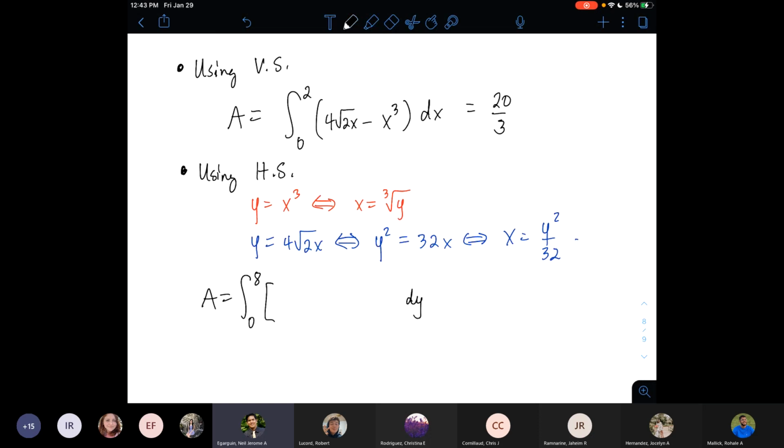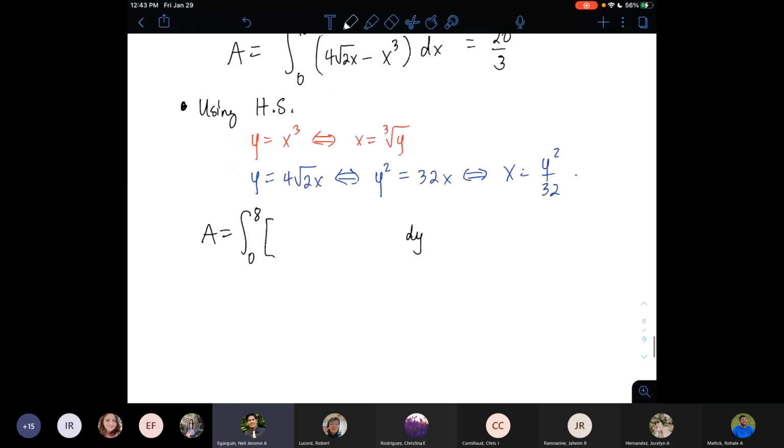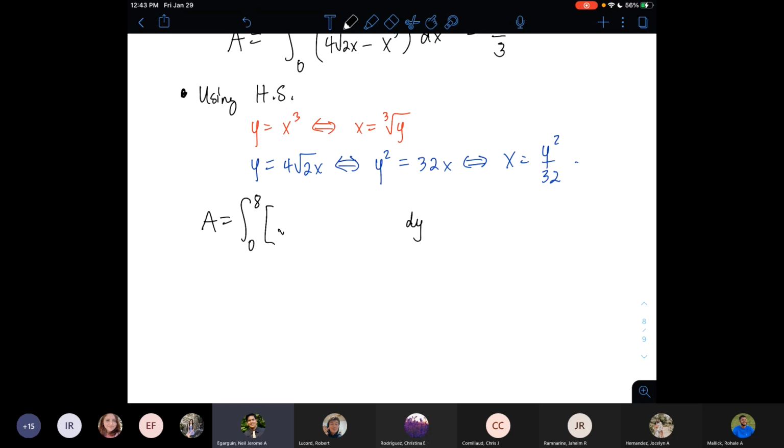of the right function. What's the right function? The right is the red one, the cubic one. So we'll have cube root of y minus the left function, y squared over 32. And if you calculate this integral, you will also get 20 over 3, the same answer as what we get using vertical strips. Okay, so that tells us it really doesn't matter what type of strip you use. Sometimes they are equally convenient, but sometimes one is more convenient than the other.